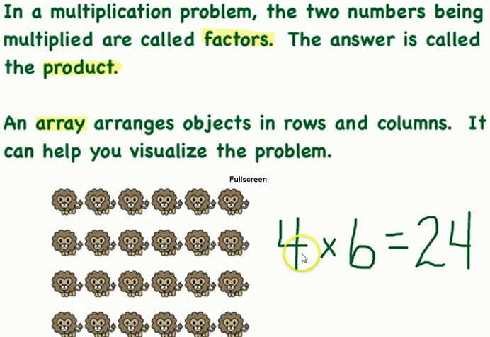Now I could count 4 times 6. I could count every one of these little lions, but that would take a long time. So if I memorize those basic multiplication facts, it will make it so much easier. Okay, let's keep going. If you notice, we will have some more arrays.